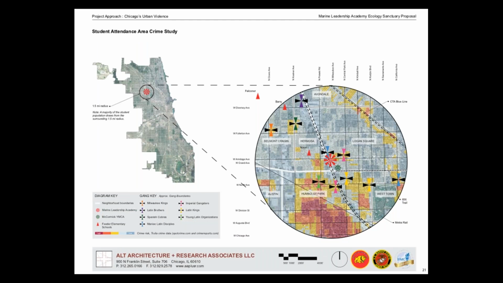And as you see here, the big red star is the location of the school. The colored areas are basically violence levels. To the south of that school is Humboldt Park, where you see very high rates of violence. The school is also surrounded by 6 gangs, which is basically denoted.